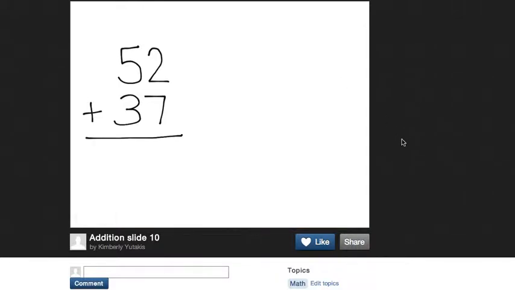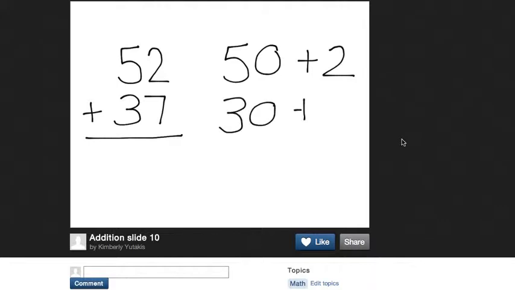So the first thing that we need to do is decompose 52 into its expanded form, which would be 50 plus 2. And then we are going to do the same thing for 37, which is 30 plus 7. And then I can join my 2 parts together. My 10s I can join together, and my 1s I can join together.